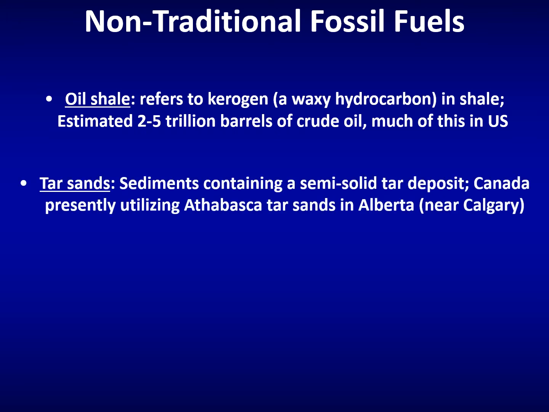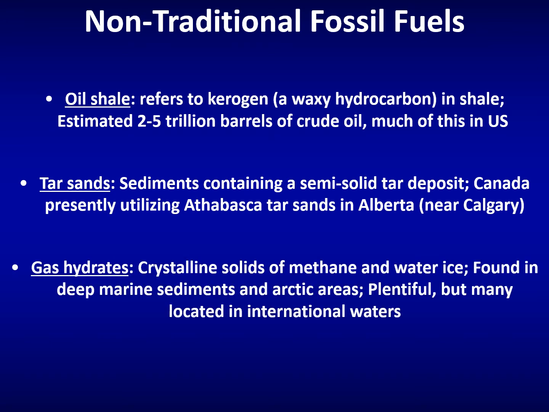Tar sands are another fossil fuel that can be obtained, and much of this is in Canada, in the Athabasca tar sands near Calgary. But it contains a semi-solid tar deposit that can actually be used as an energy source. And then gas hydrates, crystalline solids of methane and water ice found in deep marine sediments in Arctic seas, are plentiful. And of course, many are located in international waters, so there'd be some issues with that, but there are definitely some other fossil fuels out there that can be used. So fossil fuels can be used for quite some time in our world.